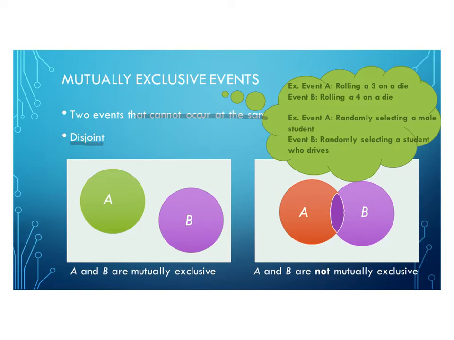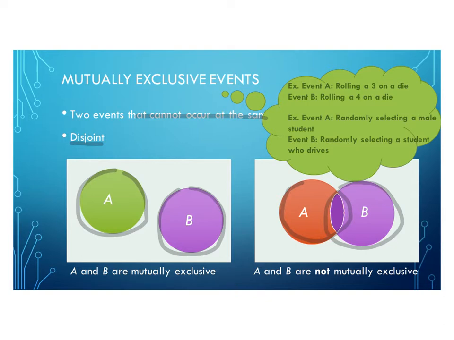And notice if you look in the pictures, the picture on the bottom left, we would say events A and B are mutually exclusive because the events do not overlap one another, right? You have a green circle and a purple circle that don't overlap. Whereas in the picture on the right, circle A and circle B do have that dark purple overlap, so we would say those events are not mutually exclusive.